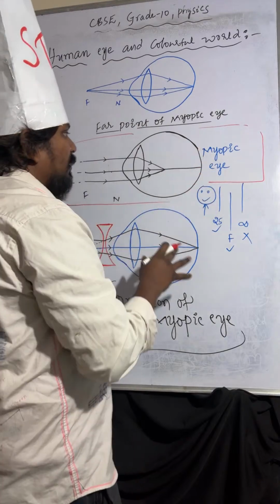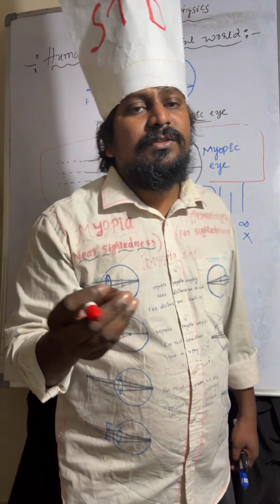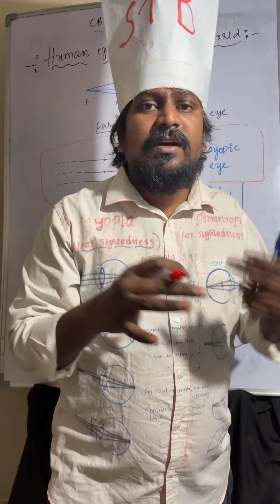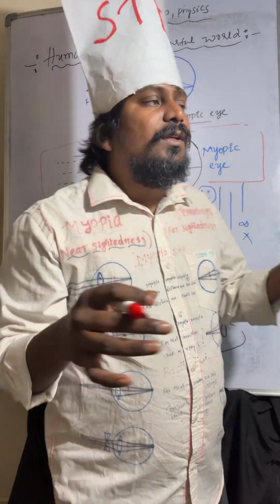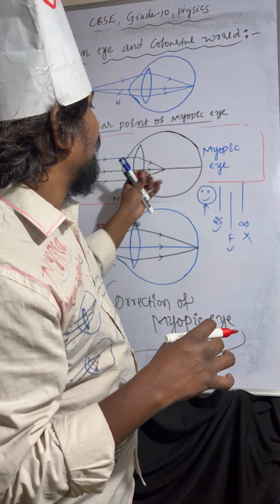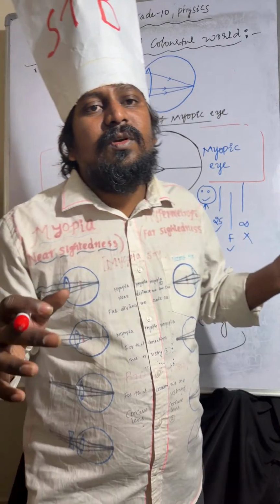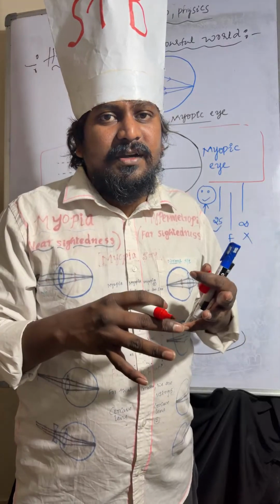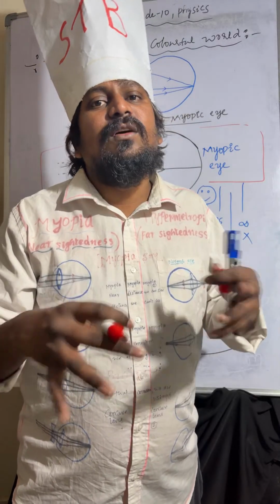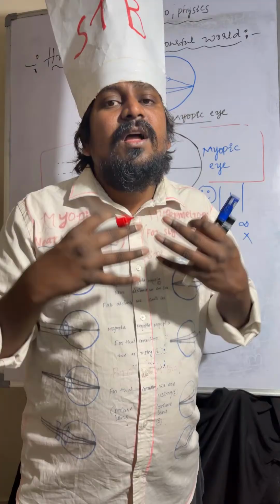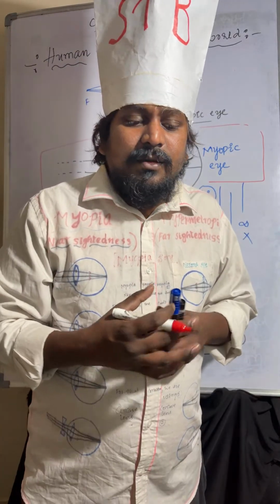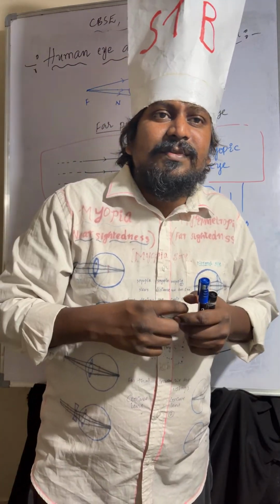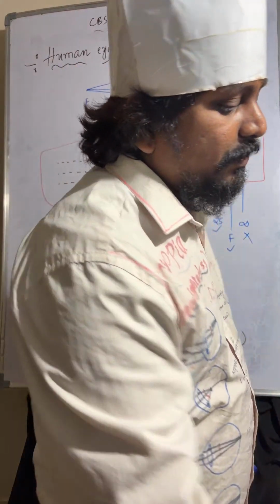The eyeball is too long, so the focal length is too small. Because of that, light rays meet in front of the retina. These are the causes of myopia. Okay, I hope it is very clear. Next, we will discuss hypermetropia.